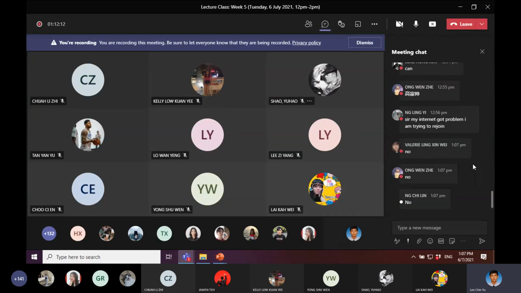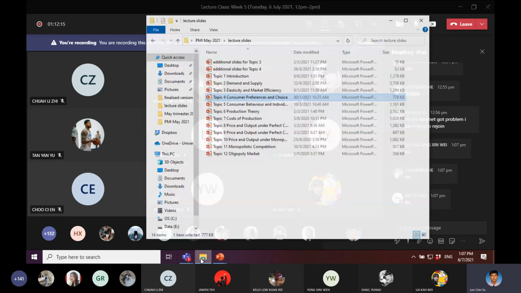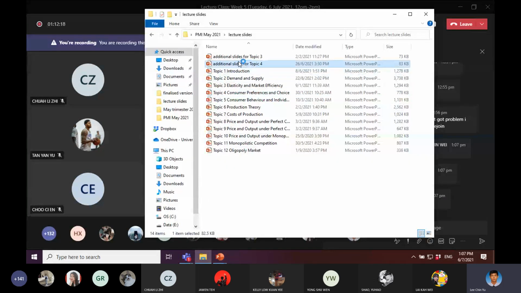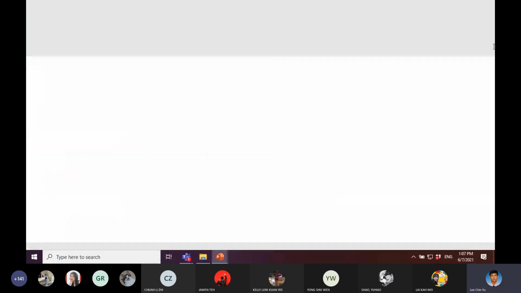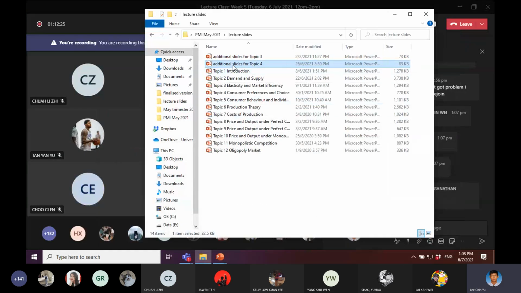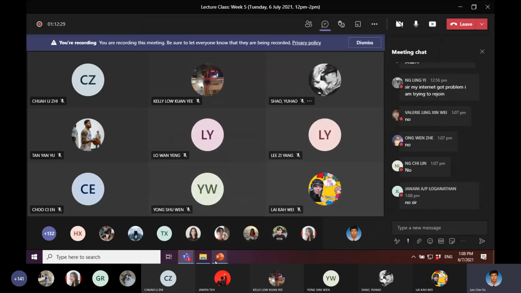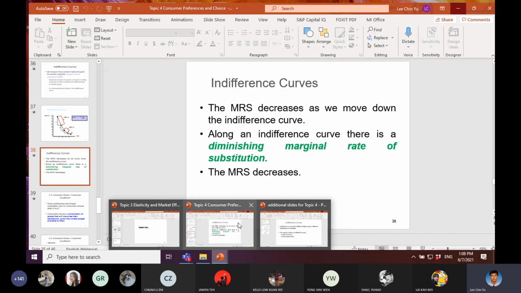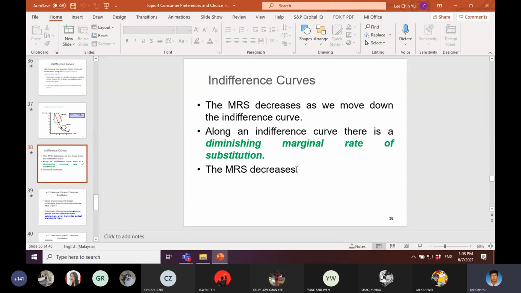So no problem. Now, if no problem, let's say we go for an additional thing. This additional slide is available in the website, you download. Now, we go through one more time the things that we learned so far.